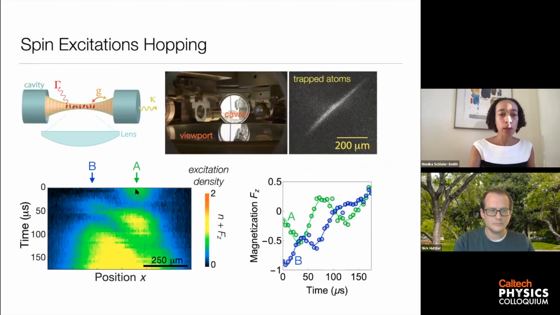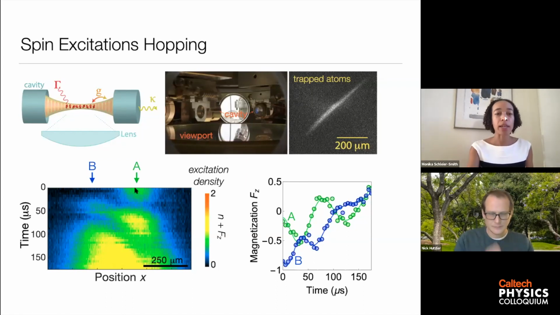And we can see that that works by taking some pictures as a function of time of the number of excitations as a function of position in our cloud. So here's an experiment where we intentionally started with some excitations here, and as a function of time, we watch where they go, they oscillate over, they come back. This oscillation means there's some coherence in the system, which is good.